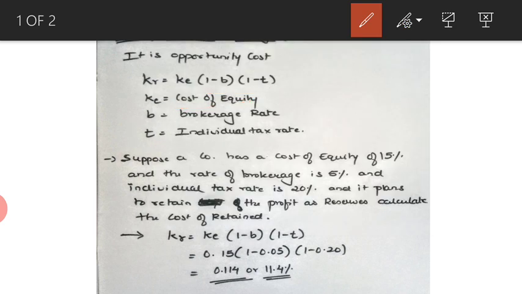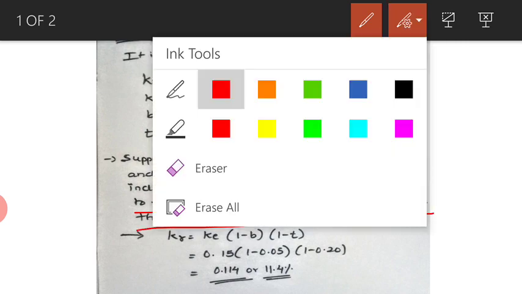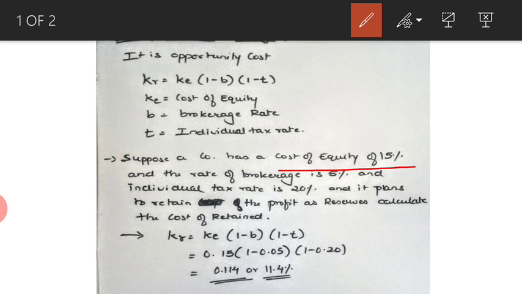So let's take a very simple problem on cost of retained earnings. Suppose a company has a cost of equity of 15%. So KE is directly given to us, that is 15%. The individual tax rate is 20%, and it plans to retain the profits as reserves. Brokerage is 5%. Calculate the cost of retained earnings. So I'll just repeat what is given in the problem. First of all, cost of equity is given, brokerage rate is given at 5%, and individual tax rate is 20%. You have to calculate cost of retained earnings.